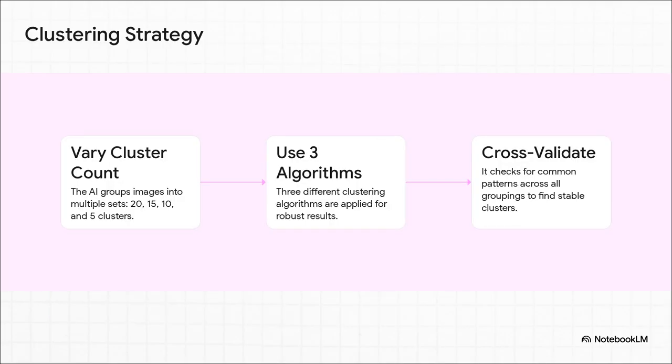And this isn't a quick, one-shot deal. The process is incredibly thorough. The AI will try grouping the images into 20 clusters, then it'll try again with 15, then 10. To make sure the results are really solid, it even uses 3 different algorithms and then cross-references them to see which patterns are the most stable and common. It's kind of like asking 3 different people to sort the photos and then seeing where they all agree.